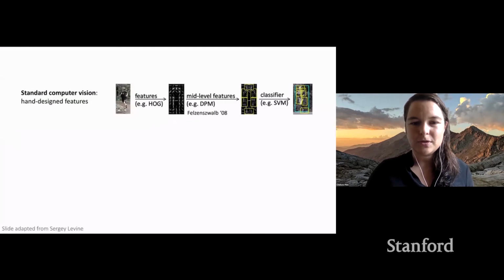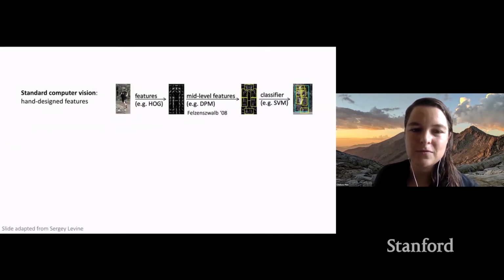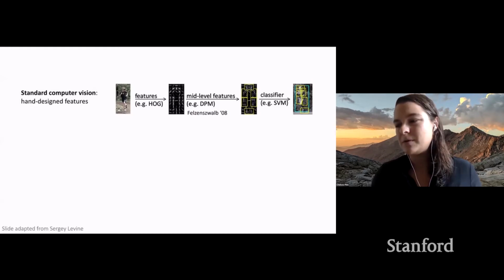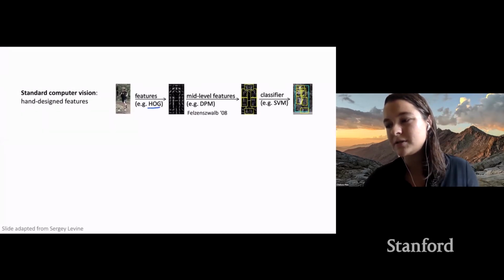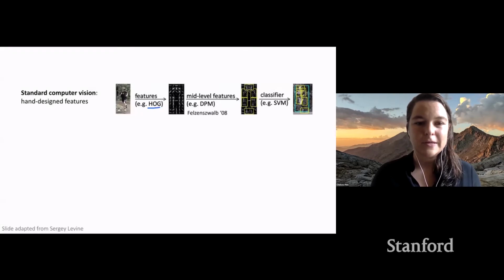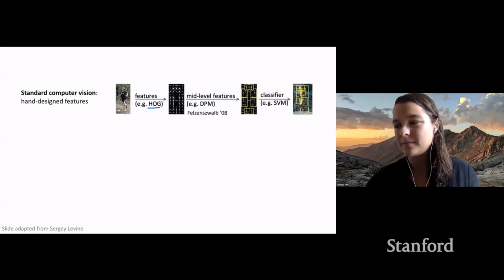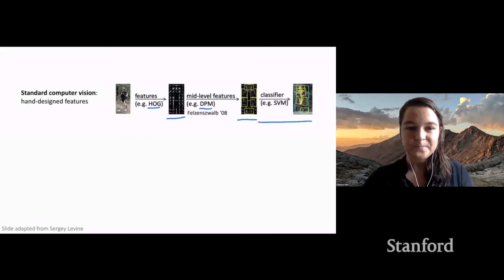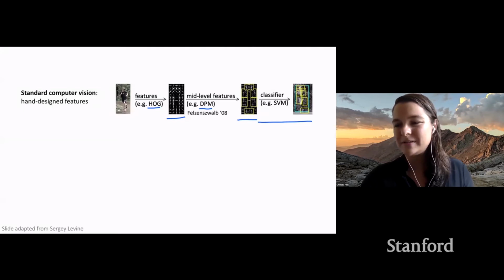So if you go back to the mid-2000s, the common technique for solving computer vision problems was to hand design features. People would use something called HOG or SIFT or something else to acquire some kind of mid-level features. And then they would design something else on top of that, like a deformable parts model to get some higher level features. And then they would train a classifier on top of that. So this is basically how everyone did computer vision back in the 2000s.